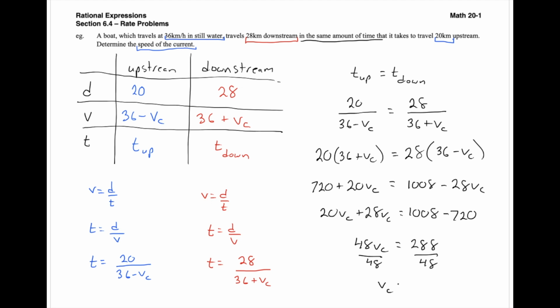And so the velocity of the current, in this case here, will be just 6. Let's go back to our units. My speeds were all in kilometers per hour, my distances were all in kilometers, and so those units will stay the same. So this will still be in kilometers per hour.